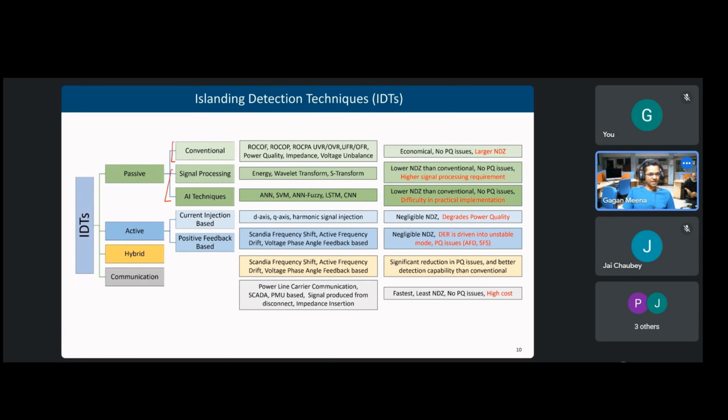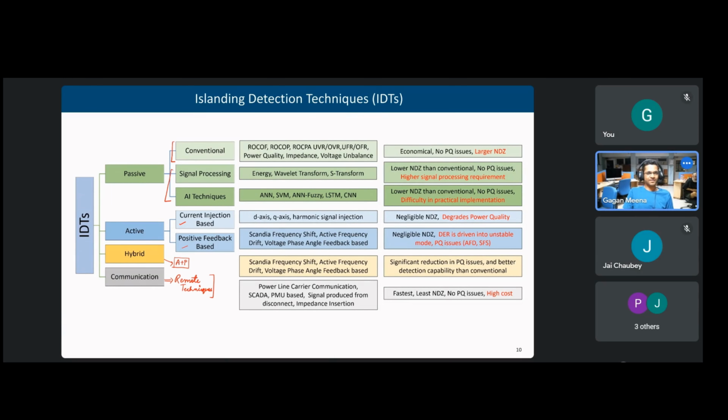So in each of these we have different methods. Rate of change of frequency, rate of change of power, rate of change of angle, then under voltage over voltage relay, under frequency over frequency, power quality, impedance matching, impedance monitoring, voltage imbalance. So we have seen in lecture impedance monitoring, power quality monitoring, rate of change of frequency and rate of change of this power angle. These 4 we have seen in the lectures. This voltage imbalance also we have gone through in the hybrid one. In hybrid we saw one technique where the passive technique was this voltage imbalance.